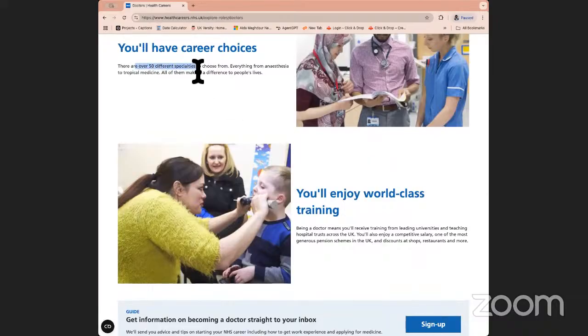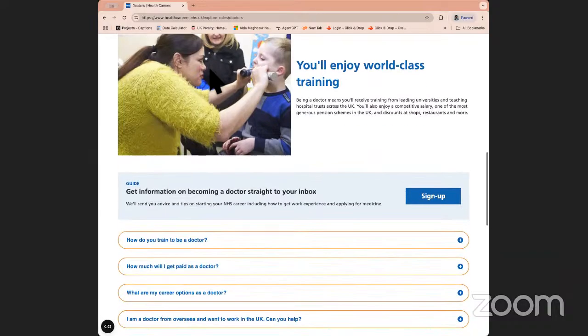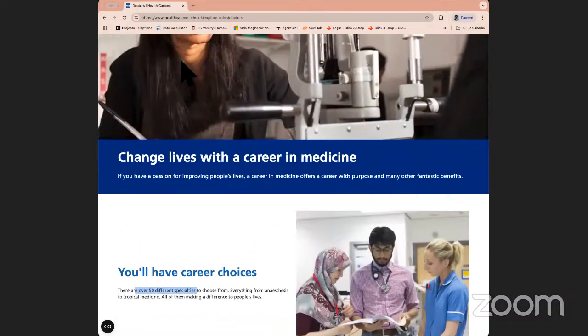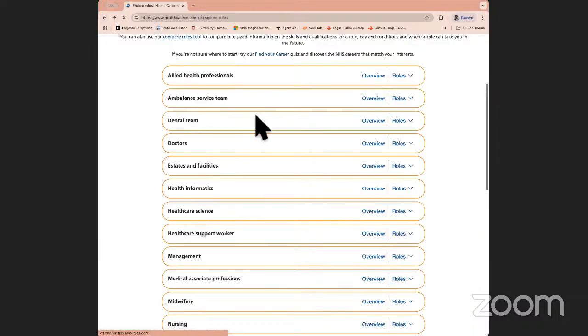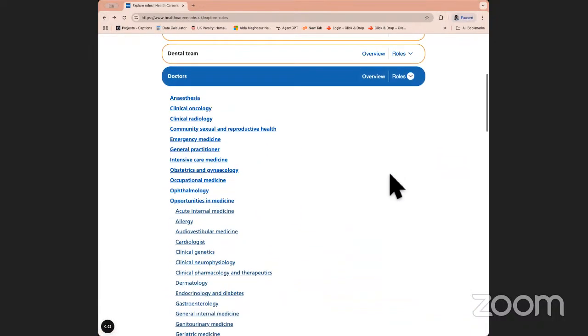GP is one such specialism, cardiologist is another one, neurologist is another one, orthodontist is another one, which deals with bones and problems related to bones. You have gynecologist. So there are various specialisms as far as doctors are concerned as well. How do you train? This would be a good site for you to look at. Now, if you want to look at the roles, these are the various kinds of roles.